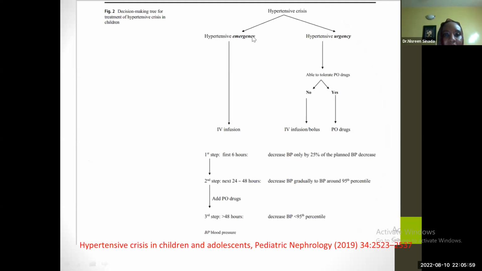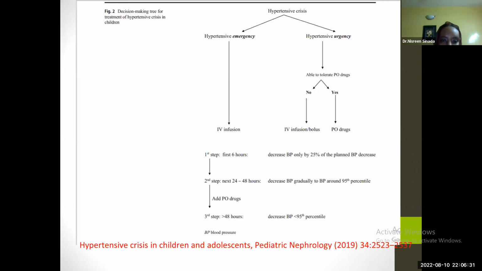This is the algorithm of hypertensive crisis, either hypertensive emergency or urgency. Hypertensive emergency, as we said, is stage 2, and we start IV infusion. The first step, in the first 6 hours, decrease the blood pressure by only 25% of the planned reduction. And the second step, we decrease the blood pressure gradually to around the 95th percentile in the next 24 to 48 hours.